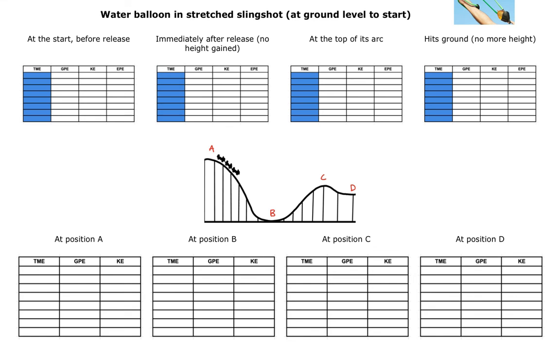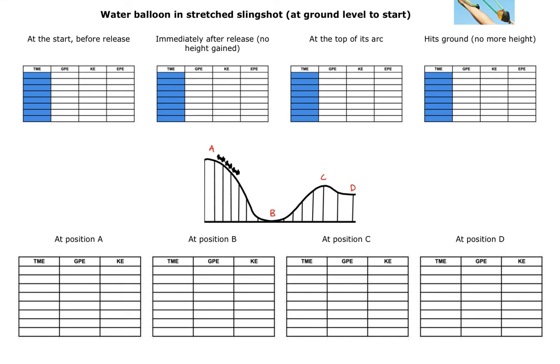And we're going to look at 4 different periods of time. We're going to look at right at the start, before the water balloon is released. We're going to look immediately after the slingshot is released. It hasn't gained any height, and the rubber band is no longer stretched. So it's not storing any more elastic energy. Right now, when it's fully stretched, it's storing all the elastic potential energy it can. When it's unstretched, it's not storing any more elastic potential energy.